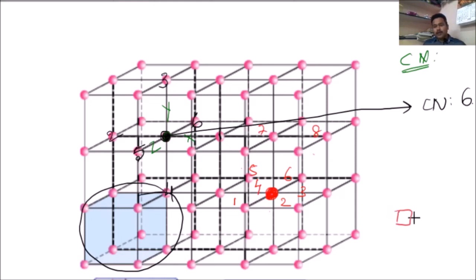So 8 cubes below, and in a similar way 8 cubes above. At the center, this atom is there. So this atom is present in 8 different cubes. So what is the contribution each cube is getting? 1 by 8. Like that for each unit cell.